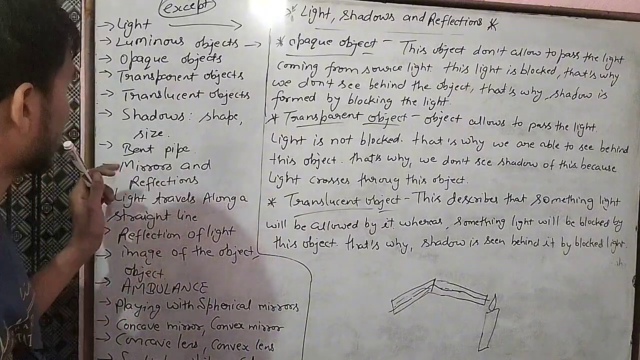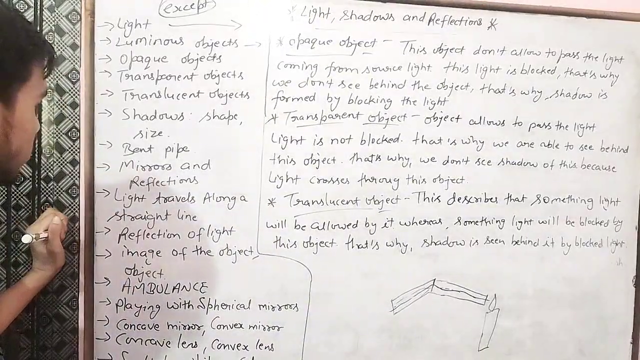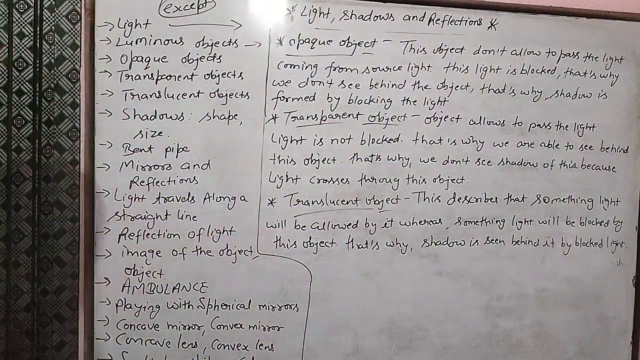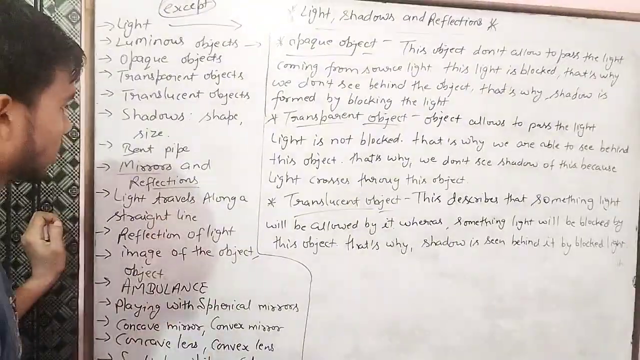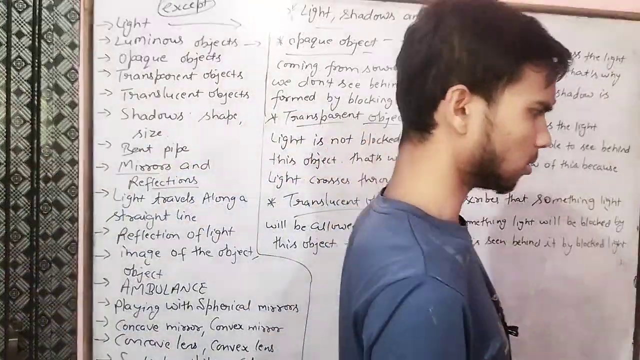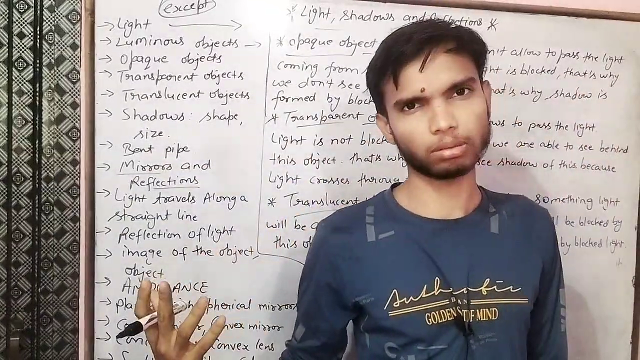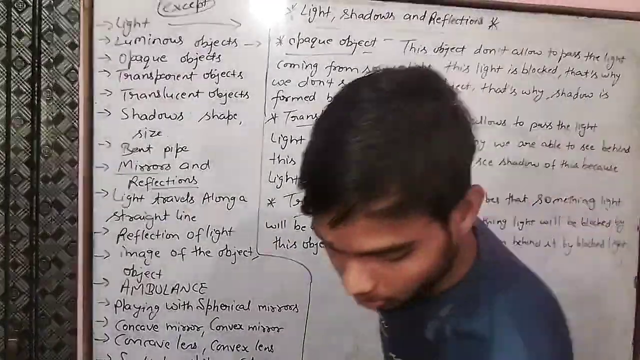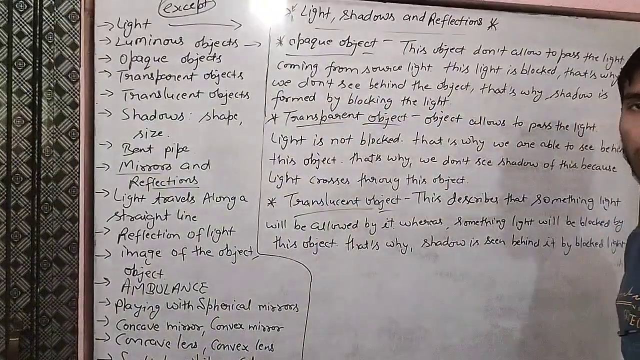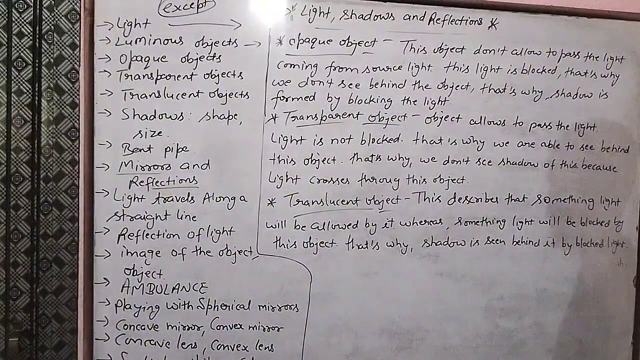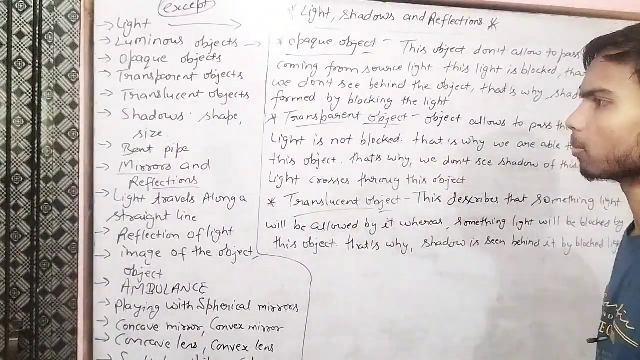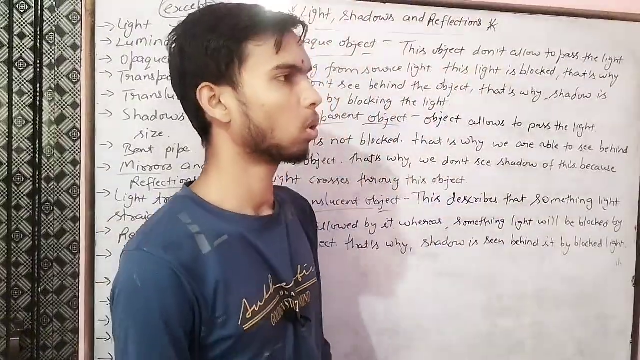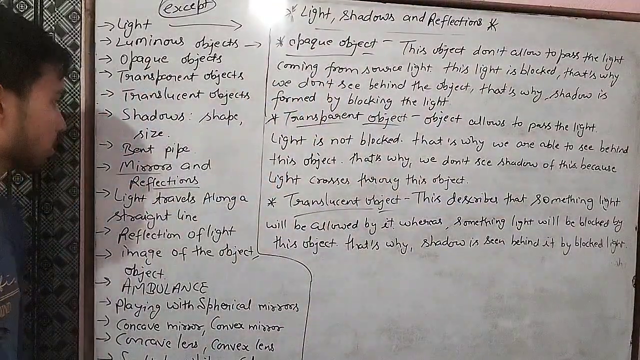So I hope, let's understand about mirrors and reflections. Are there a lot of mirrors? No, there are three types of mirror, and these three types of mirror are being used in the market, in our house, in a wedding place. First, plane mirror. Second, concave mirror. Third, convex mirror.